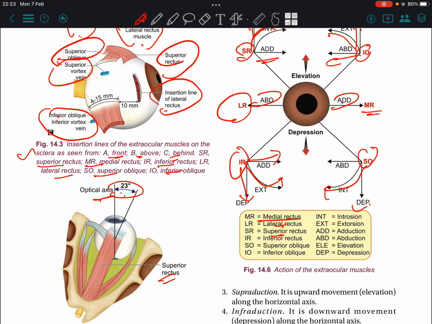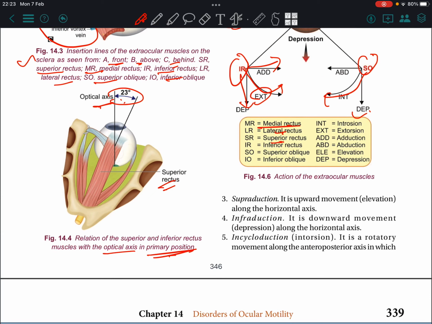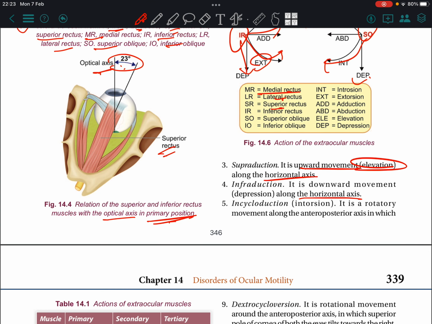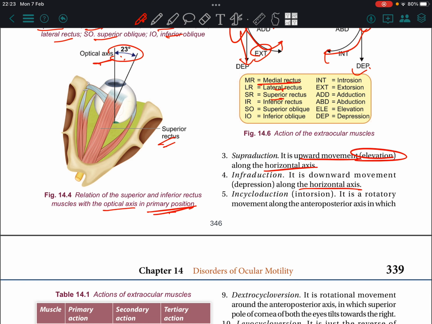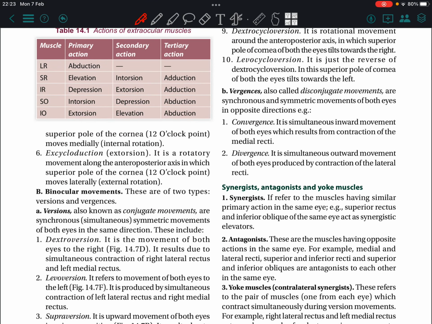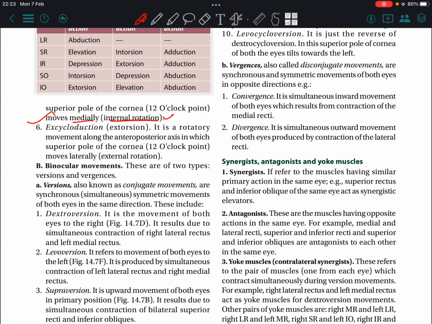Then this is intrusion, this is extrusion. Supraduction is upward movement, elevation along the horizontal axis. Infraduction is downward movement along the horizontal axis. Incycloduction, intorsion, is a rotatory movement along the anteroposterior axis in which the superior pole of the cornea moves medially; internal rotation. Excycloduction is a rotatory movement along the anteroposterior axis in which the superior pole of the cornea moves laterally; external rotation.